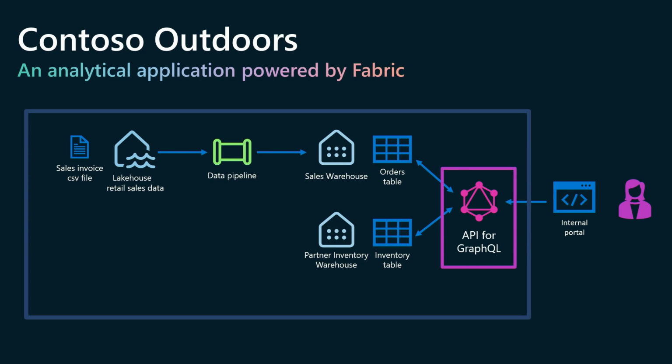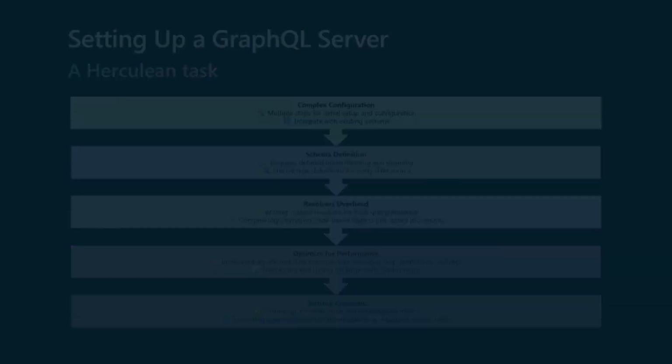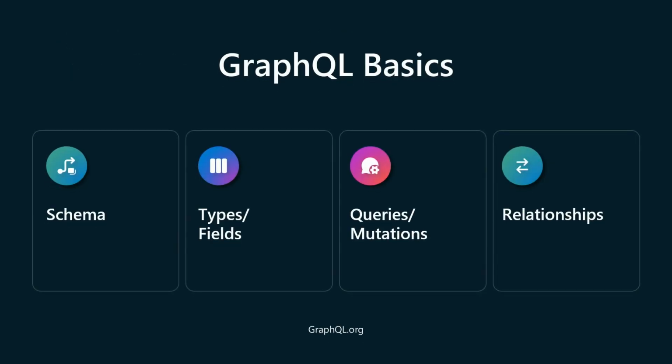So our API for GraphQL will take care of fetching the data from Fabric, from our data warehouse, and also from our other warehouse, which is our partner inventory, and provide it to our portal, all with the power of GraphQL. Well, from what I remember, a GraphQL server managing it is really complicated, right? So you have to get the configuration done, then the schema discovery or the definition needs to be done. You have the resolvers, you have, of course, security, a range of things. It's complicated, right? Yes, it is. But it's not complicated anymore. Not in Fabric. And I'm going to show you why.